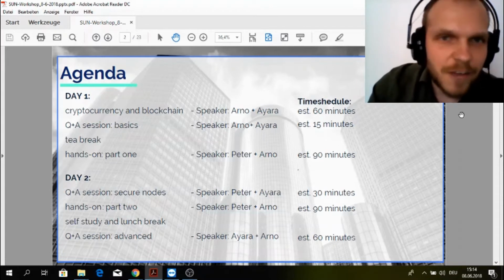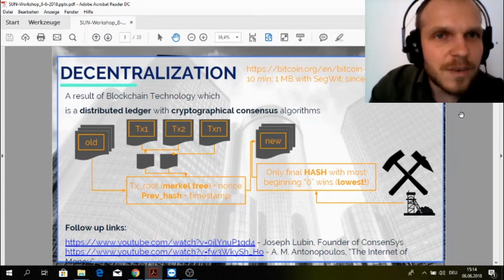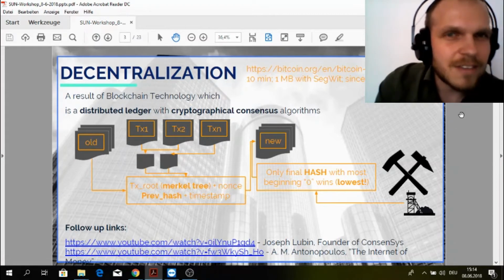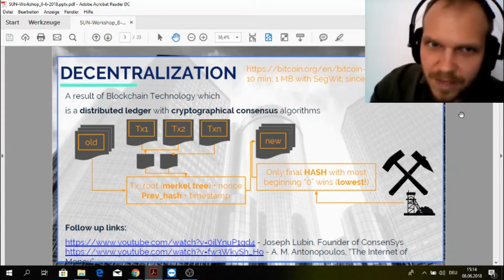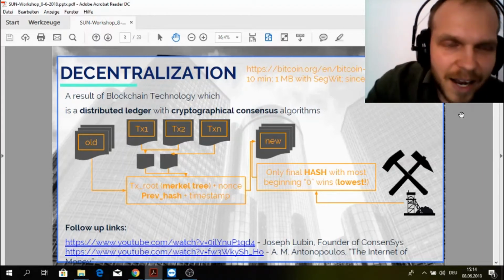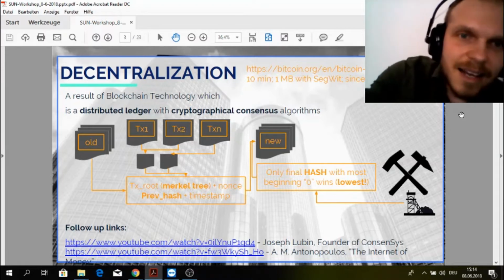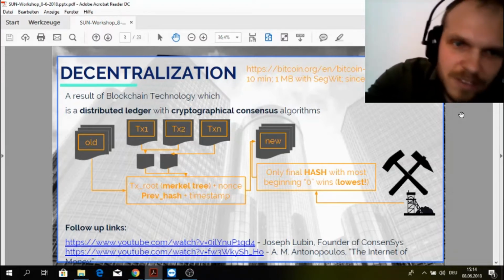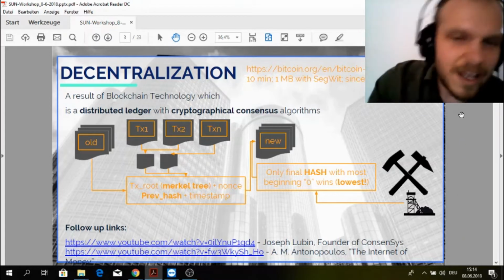So let me just start with the presentation, and let's go to page 3, this decentralization slide. You have it open, Andre? Yeah, we're good. Okay, so I hope every one of you can see in the middle there are gray boxes, which are kind of ledger entries.